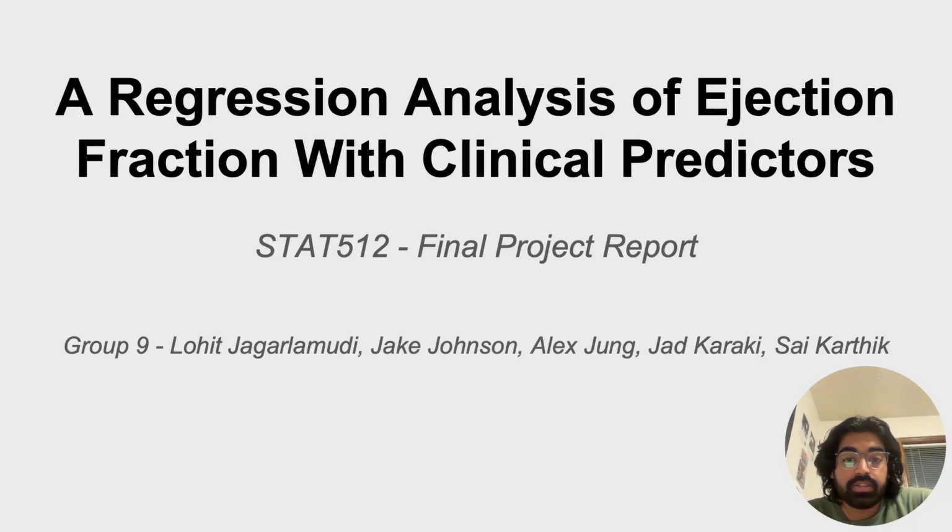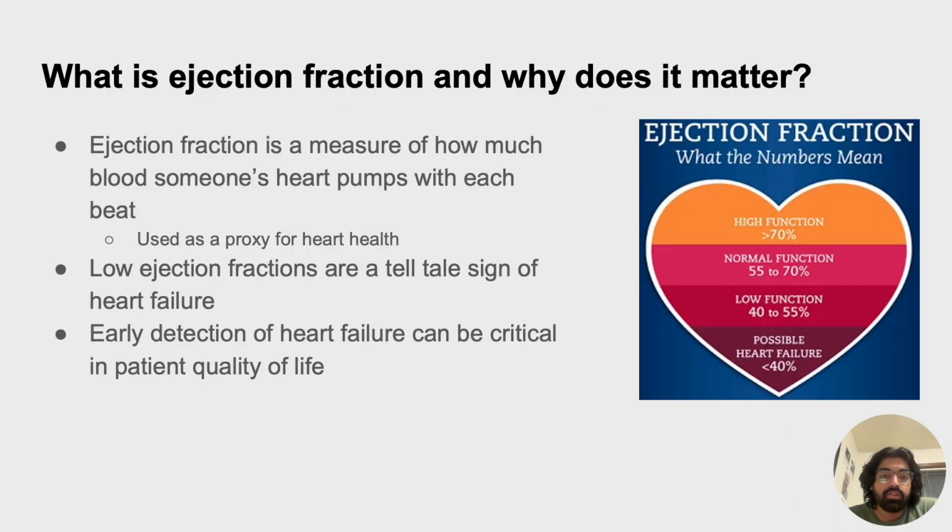Hello, our Stat 512 final project was doing a regression analysis on ejection fraction using clinical predictors, specifically those collected using blood work. So to start us off, we need to explain what ejection fraction is and why it matters. Ejection fraction is a measure of how much blood someone's heart pumps with each beat. It's generally used as a proxy for heart health and proximity to heart failure.